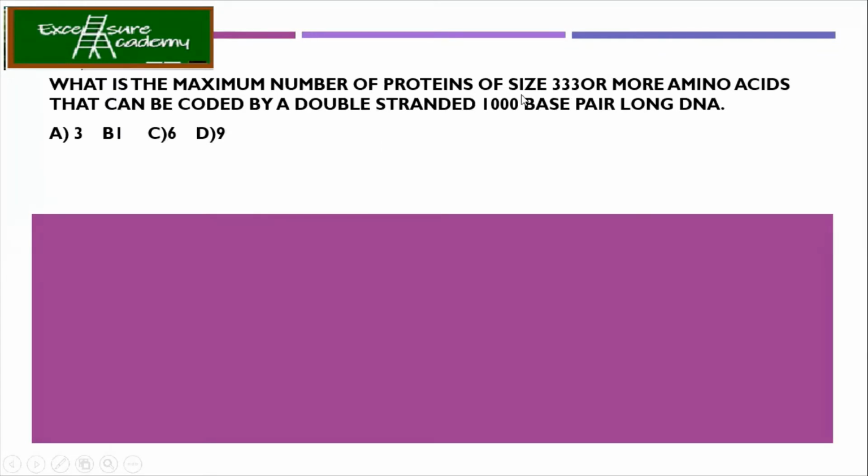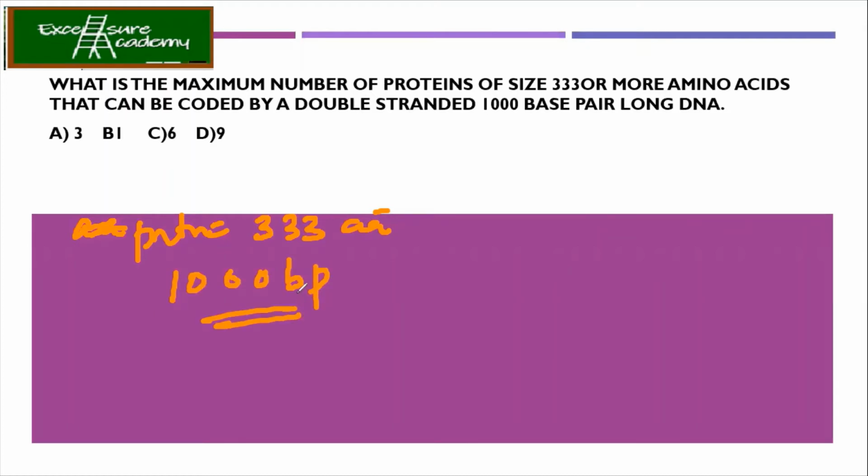What is the maximum number of proteins of size 333 or more amino acids that can be coded by a double-stranded 1000 base pair long DNA? So what is given? They're asking for proteins of around 333 amino acids, right? And how many base pairs are there? 1000 base pairs are there. So what is the maximum number of proteins of size 333 amino acids that can be made? How are you going to do this question?